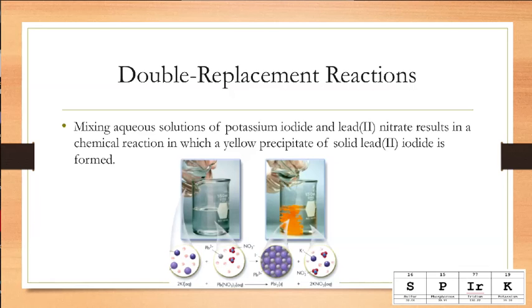Another type is our double replacement reactions, and this happens when we're mixing aqueous solutions of potassium iodide and lead(II) nitrate, for example, and that results in a chemical reaction in which a yellow precipitate, which just means a solid, of lead(II) iodide is formed.